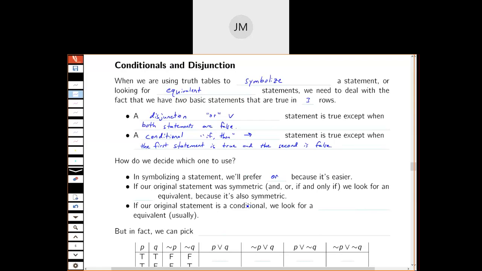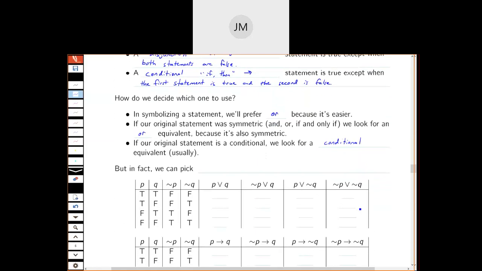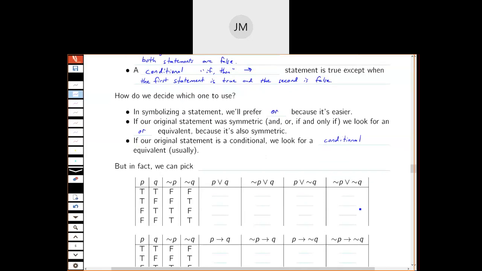If our original statement was symmetric, an and, an or, or an if and only if, we'll look for an or equivalent because it's also symmetric. If our original statement is a conditional, that's when we're going to look for a conditional statement. Maybe not always, but if it's going to be easy to do and we started with a conditional, then we'll stick with a conditional. But we could pick whatever we want.